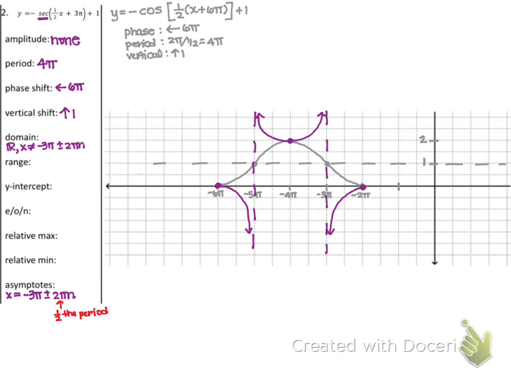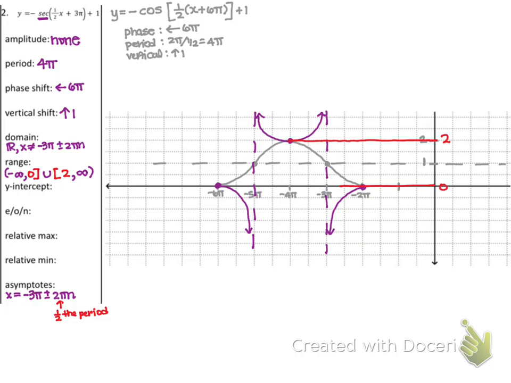Okay, range. All right, let's take a look at this. It looks like it's coming from negative infinity up to, okay, it's coming up as high as that value, which is 0. So it's going to come up as high as 0. Union, or, and then it's going to pick back up again right there at 2, up to infinity.